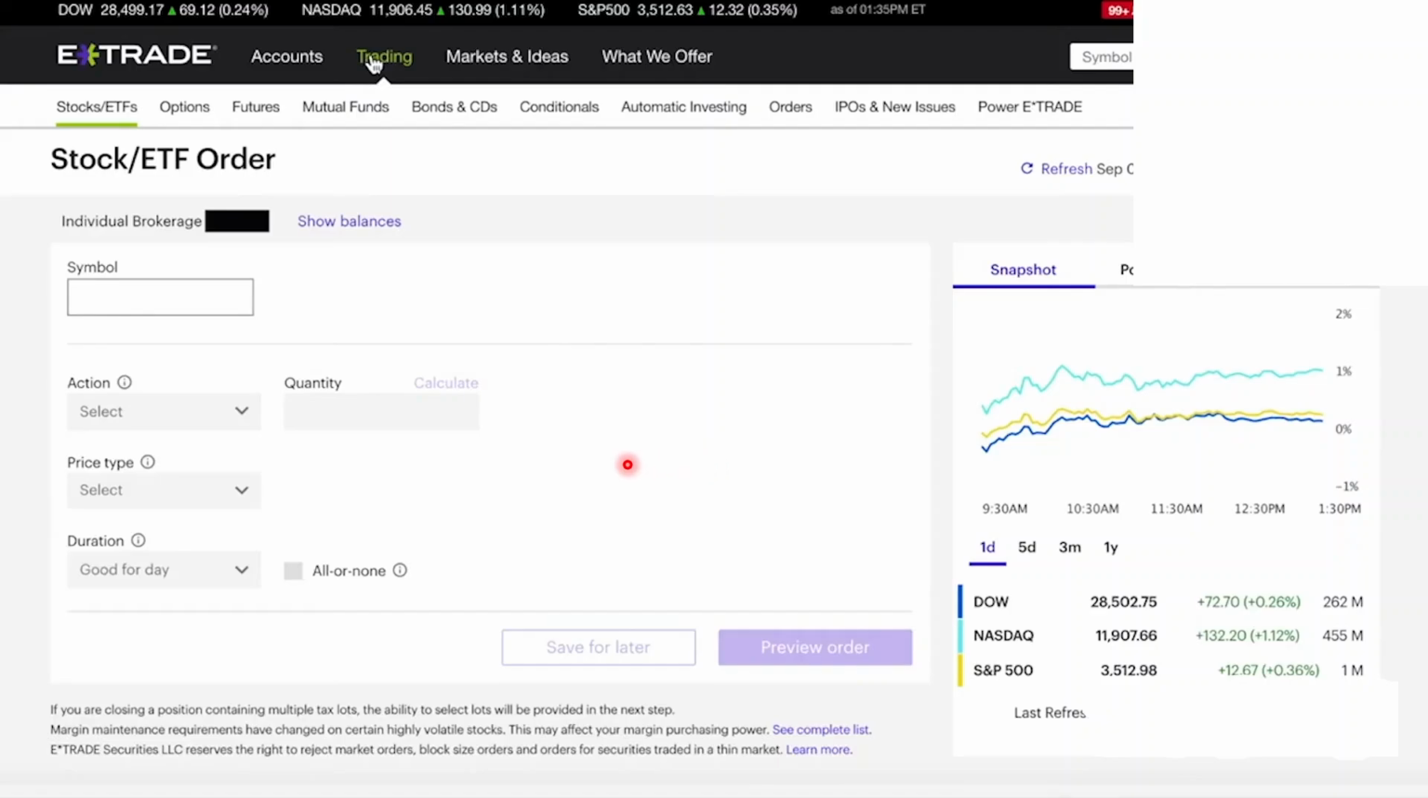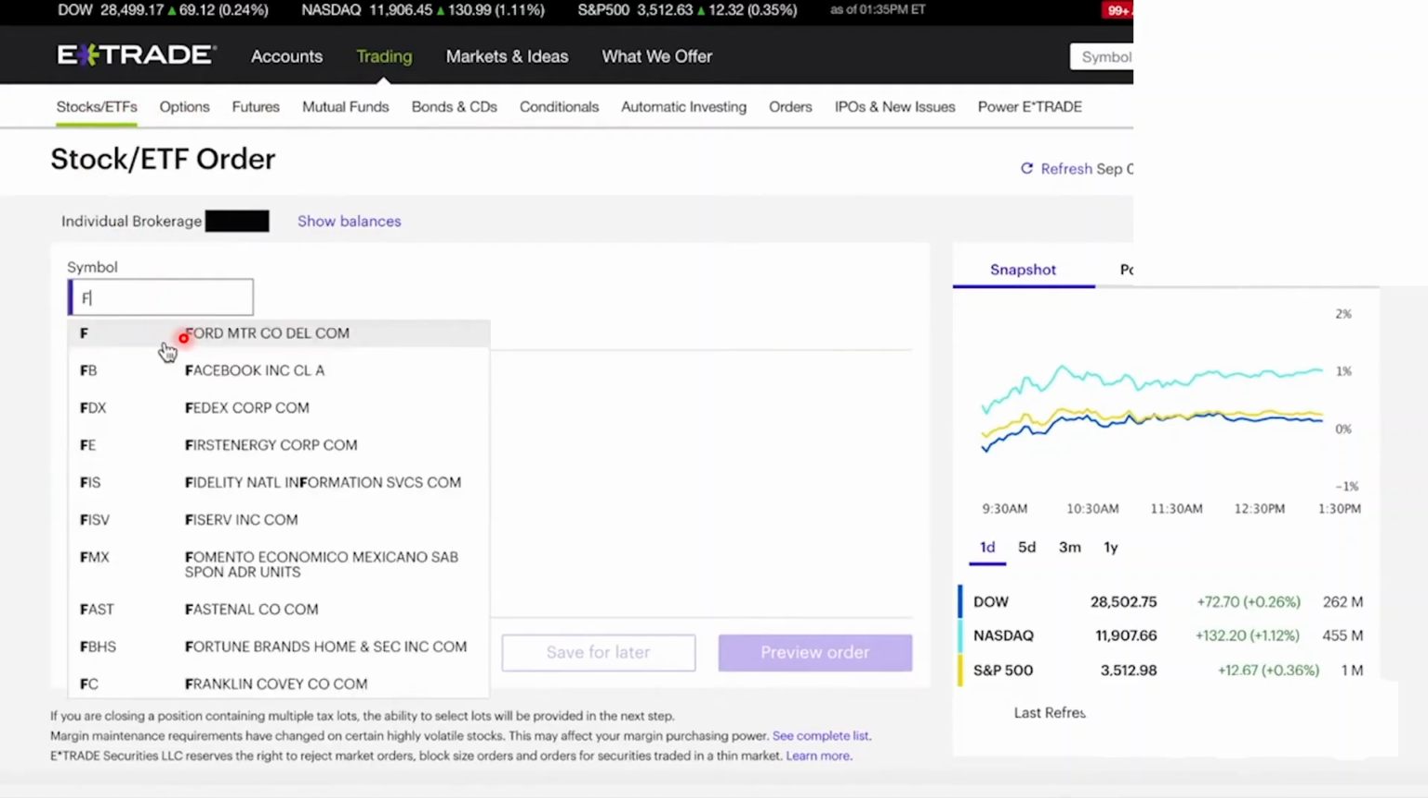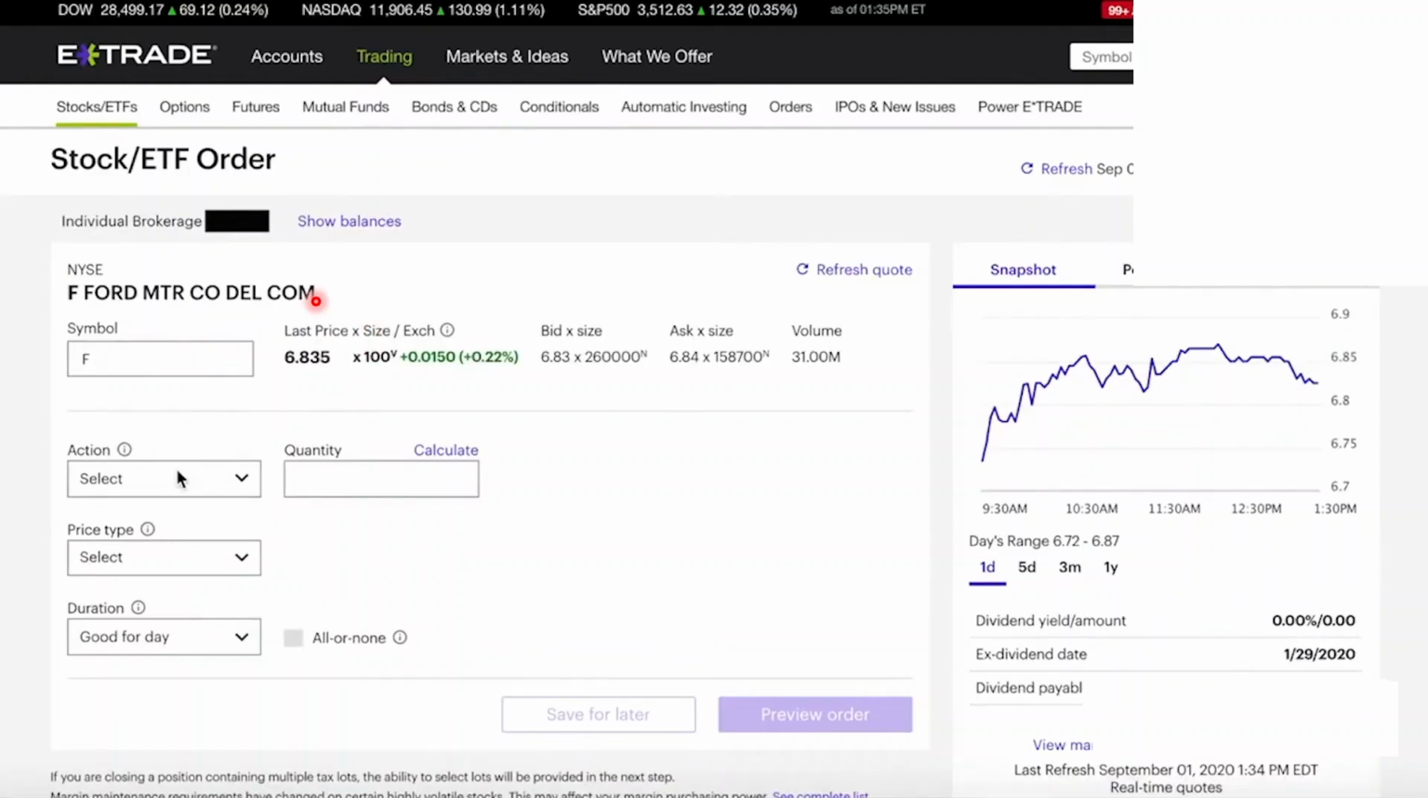Okay, so you can come here to eTrade, go to trading, stocks and ETFs. You can enter the ticker symbol. So let's say this one. You'll get all the information on it right here as well, and you can choose what you want to do with it, if you want to buy or sell.